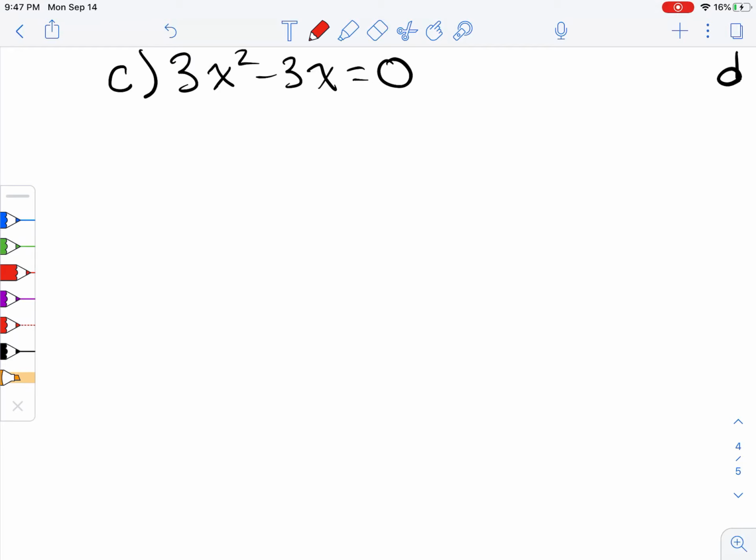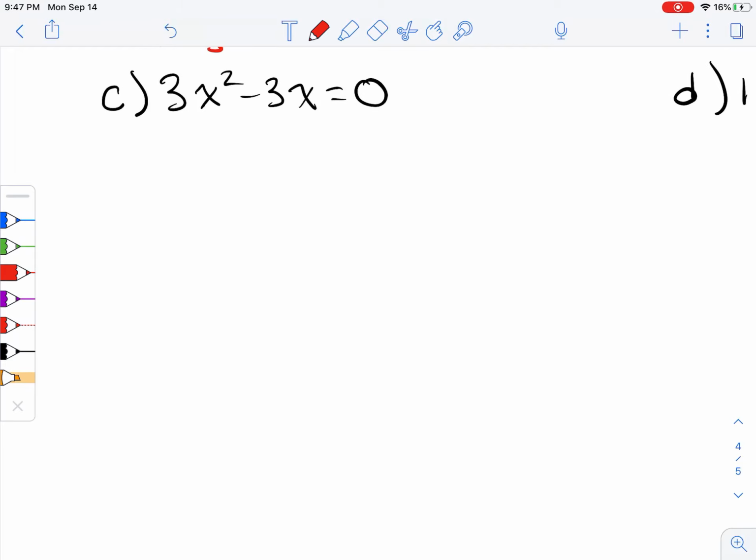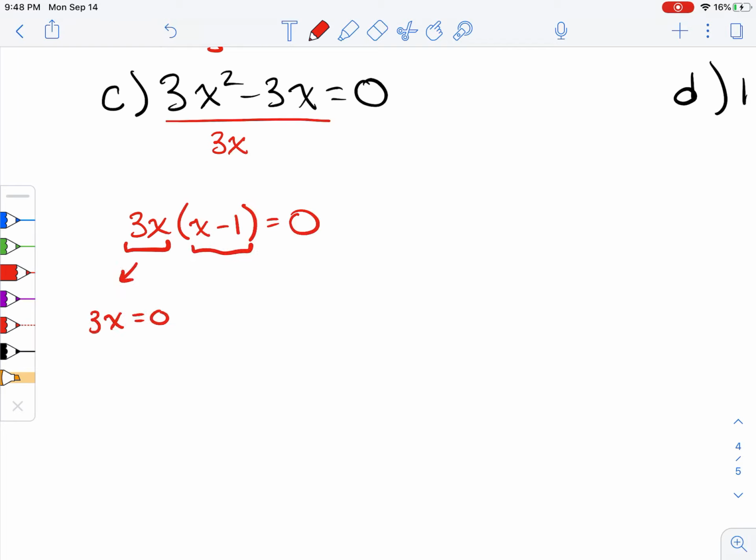Alright, so for part C, before I even start, I'm going to factor out a common monomial here. And in this case, I can actually pull out a 3x. So then we're left with x minus 1. And here, no factoring is required. Remember, when you have something equal to 0, if you have two things being multiplied, it's true that either one thing is 0 or the other thing is 0. And in this case, we don't actually have to factor to set these equal to 0.